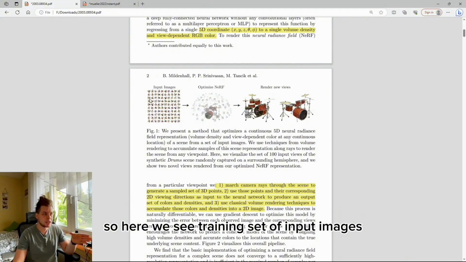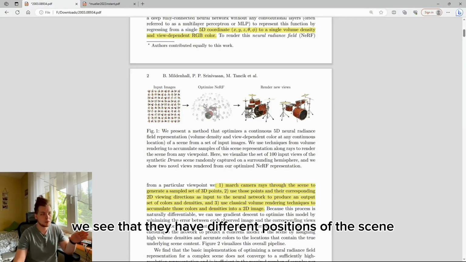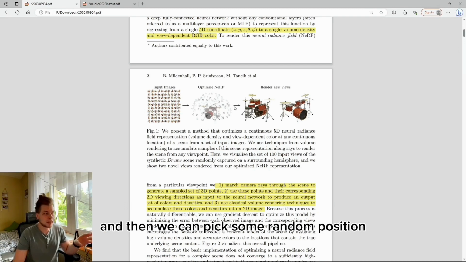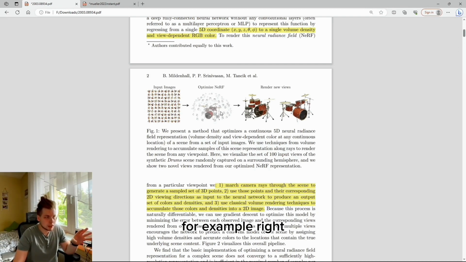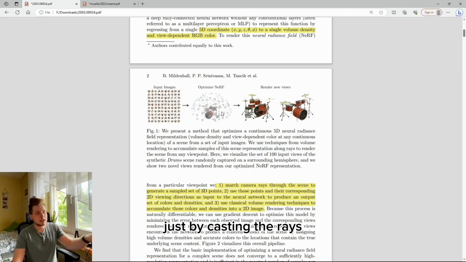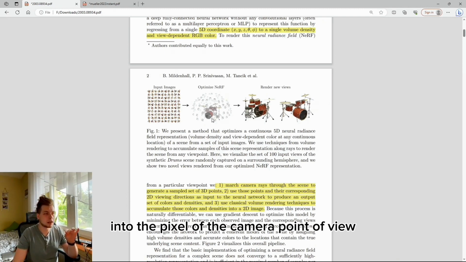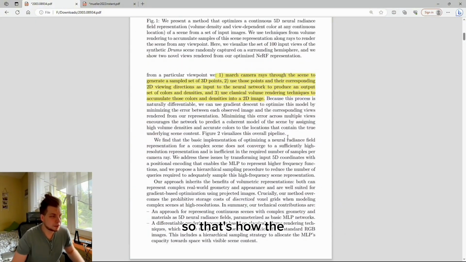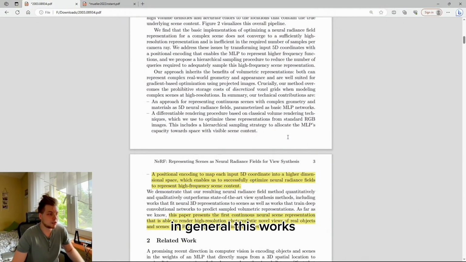So here we see the training set of input images. We see that they have different positions around the scene from which we are viewing the scene. And then we can pick some random position, let's say here for example, right? And we render the image just by casting the rays from this particular point into the 3D space and then sampling the points that the rays went through. Then accumulating the values through the ray into the pixel of the camera point of view and generating the view from that. So that's how in general this works.